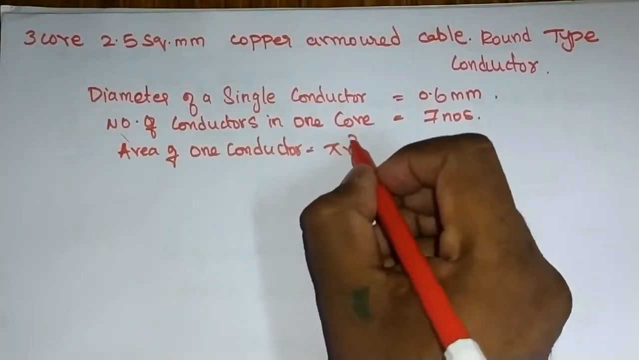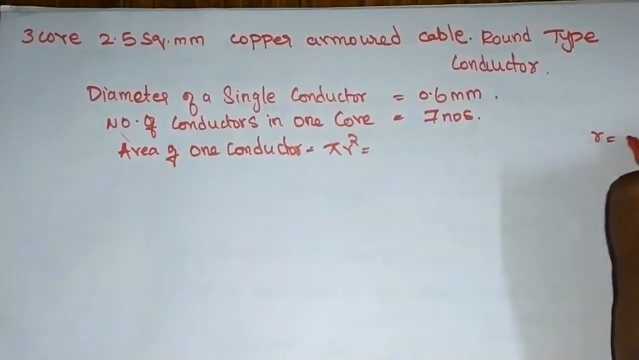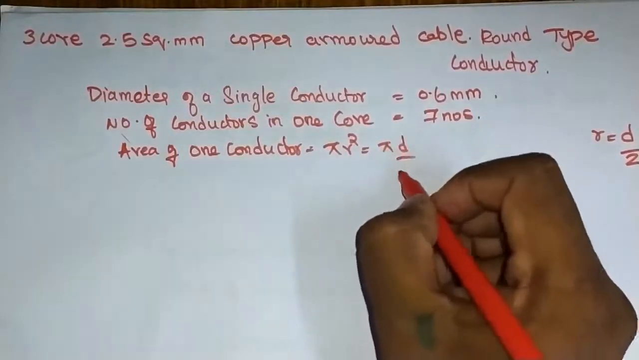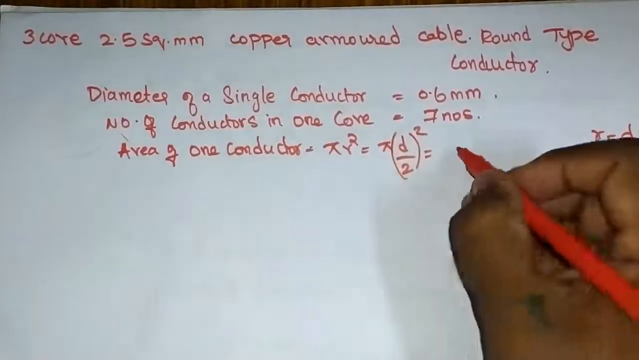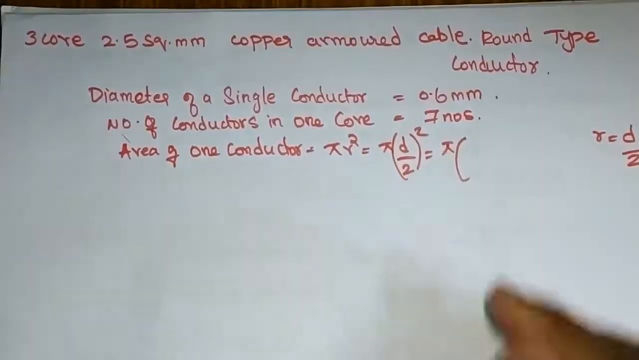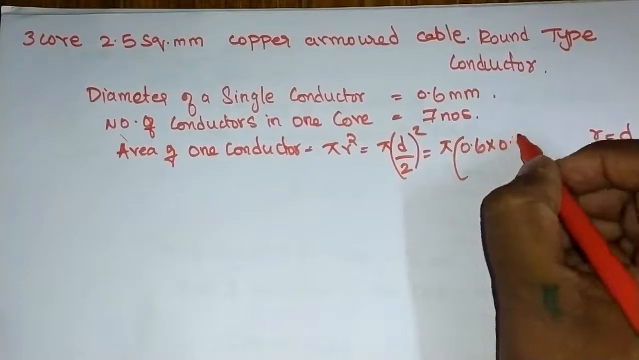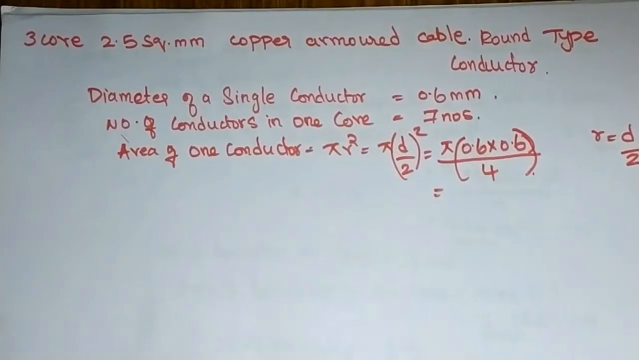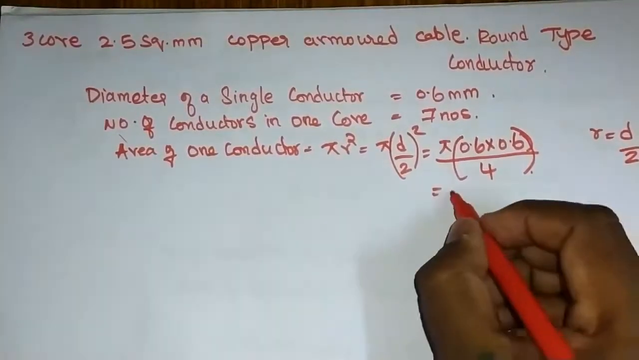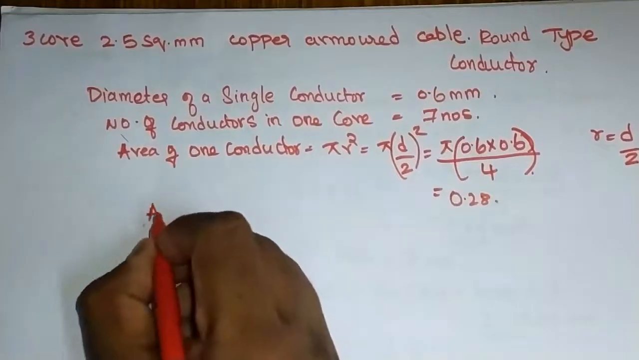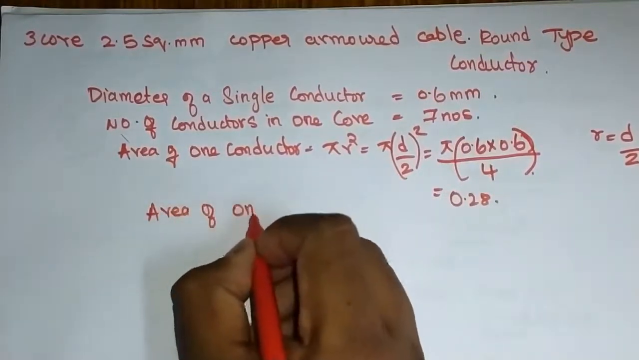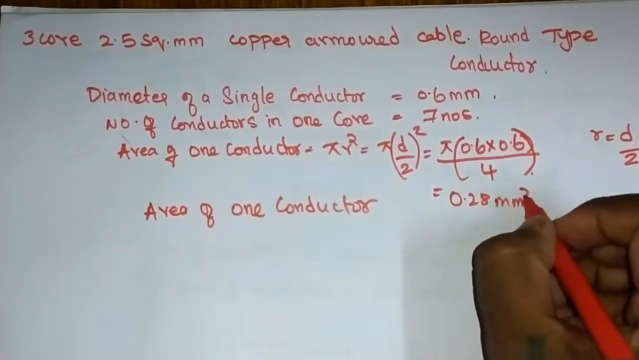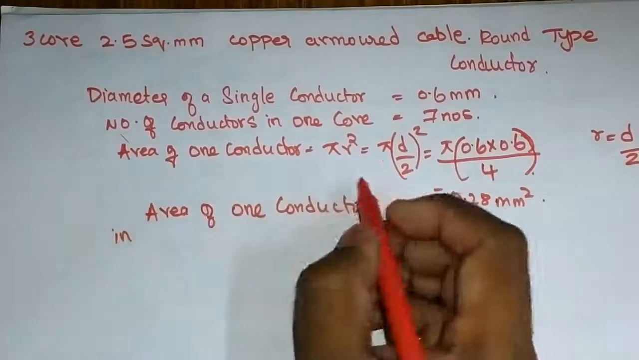You know very well the formula is pi r square, and the radius r equals d by 2. So the formula can be rewritten as pi into (d by 2) the whole square, which comes to pi into the diameter we have known, 0.6, divided by 2, squared, which is 4, and the answer will be 0.28. So the area of one conductor is 0.28 mm square.